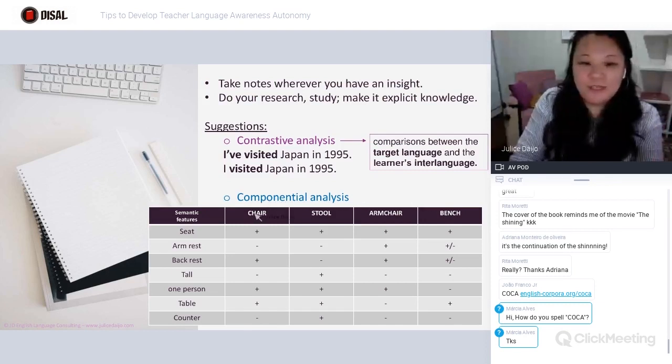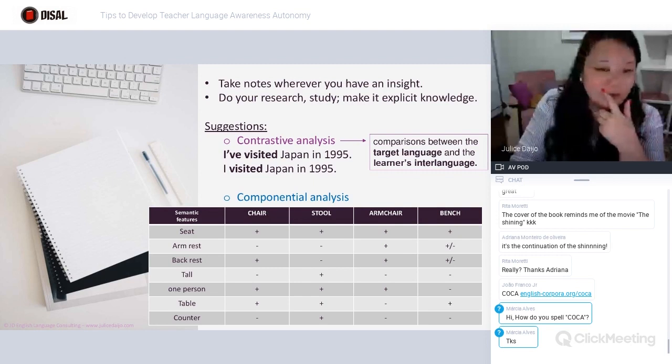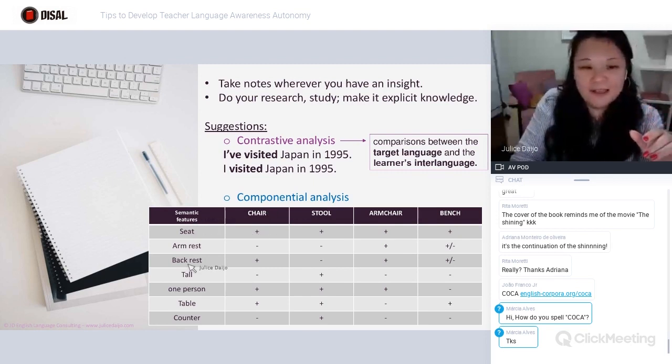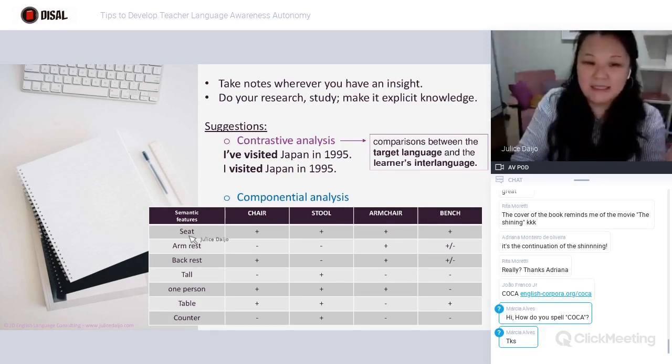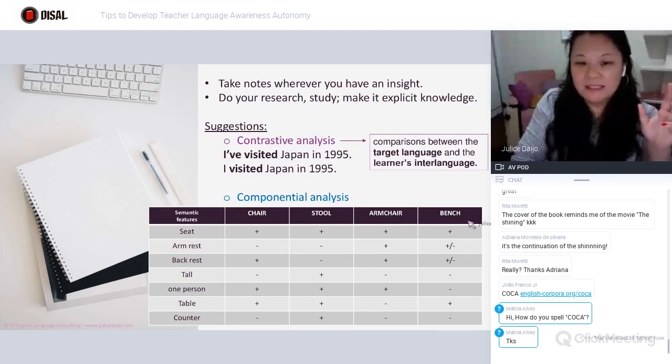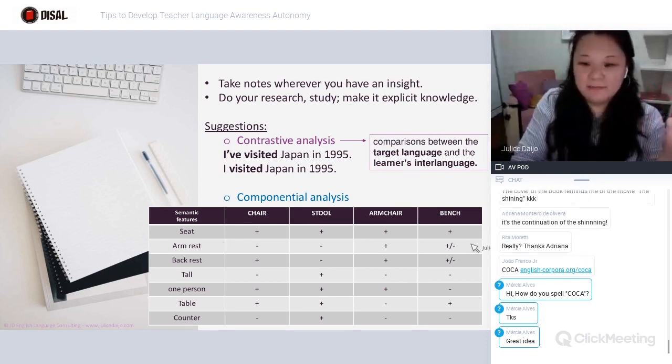It's called componential analysis. So what you do is you get here on the top of the column, as you see, all similar words: chair, stool, armchair, and bench. And then the question is, what's the difference? How can I explain to a student the difference between a stool and a chair and an armchair, a bench and a chair? So what you do is you list here semantic features. That means characteristics of all these words. The first one is the one that all of them must have in common. So all of them are seats. When there's a plus, it means the characteristic is present. It's a yes. When it's a minus, it means it's a no. So a chair doesn't have an armrest. And when it's plus or minus, that means it could have an armrest or not.